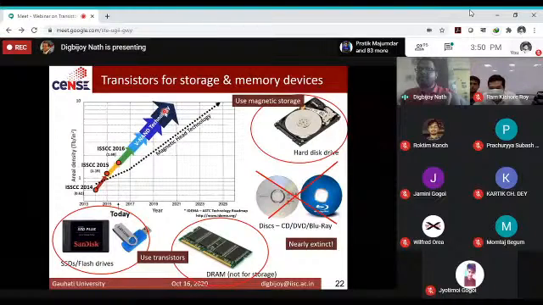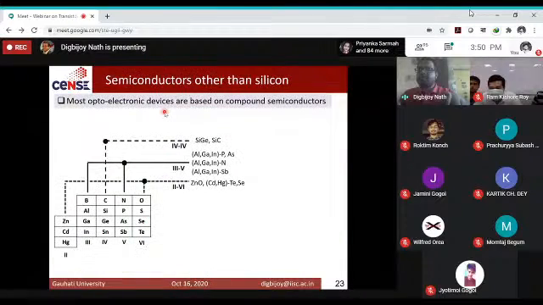Now there are many transistors other than silicon. By the way, silicon is not the only transistor in the world. Sorry, not the only semiconductor in the world. You can make transistors from other semiconductors also. This is one part of the periodic table, and all of you know the periodic table very well. I don't need to explain. So you can make different kinds of semiconductor. For example, you take group 3, boron, aluminum, gallium, indium, and group 5, nitrogen, phosphorus, arsenic, antimony.